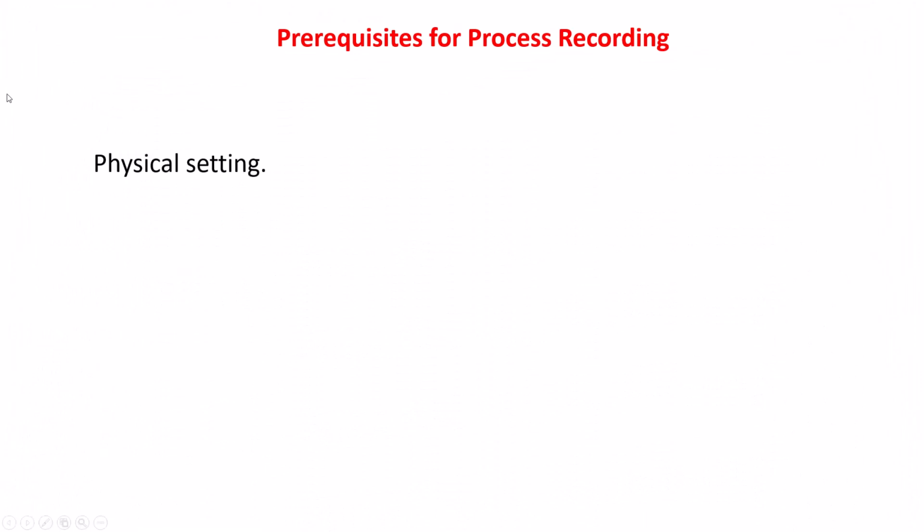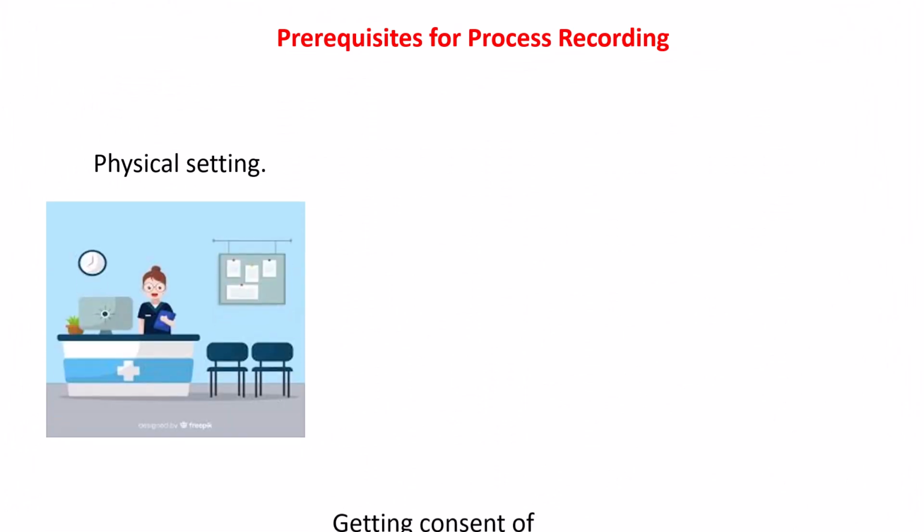So prerequisite has physical setting. Physical setting in the sense of room and seats comfortable for the patients to sit, ventilation, a noise proof area, and an area which is easy to reach other departments, which will help to tackle an emergency situation. So that physical setting is important.